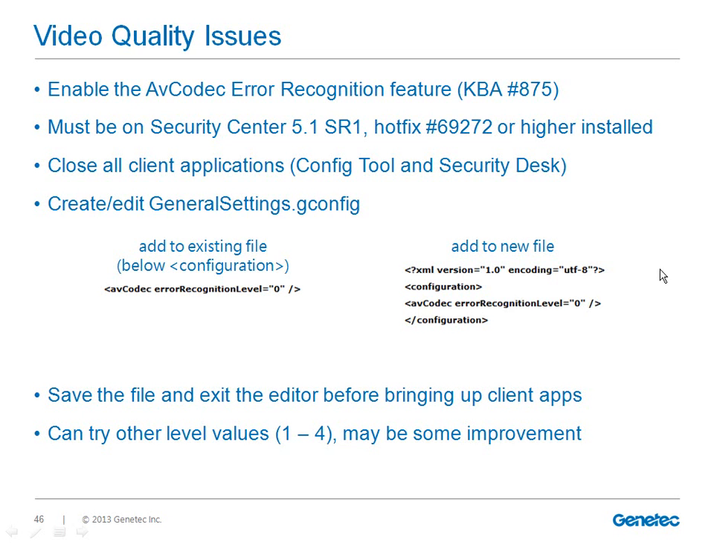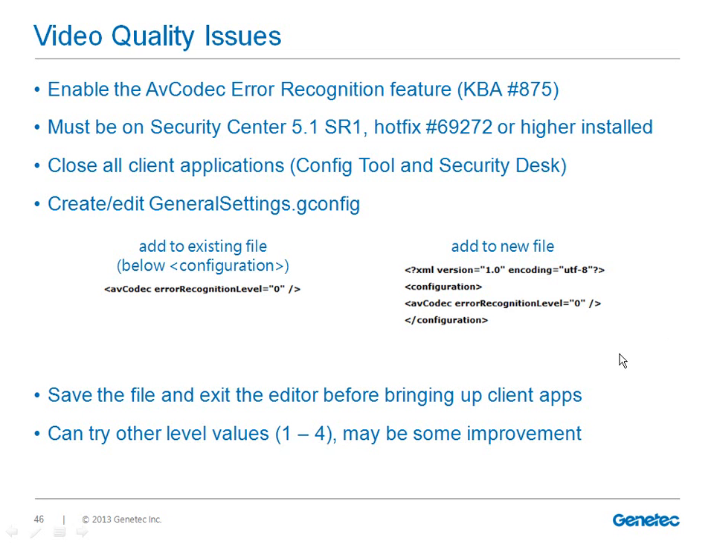On the client, make sure you have the client applications closed before making any changes. Then you're going to want to go to the Genetec Security Center 5.1 folder, which is located in the Program Files or the Program Files x86 folder. From there we go into the Configuration Files folder and open the general settings.gconfig file.